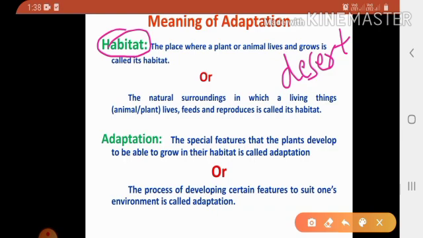Another definition is: the natural surroundings in which a living thing, animal or plant, lives, feeds and reproduces is called its habitat. Okay, so now you are clear what a habitat is. Next is adaptation. Children, adapt means to adjust to their environment. The definition of adaptation is: the special features that plants develop to be able to grow in their habitat is called adaptation. Example, the cactus plant.